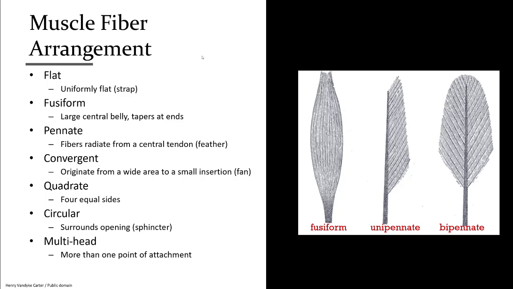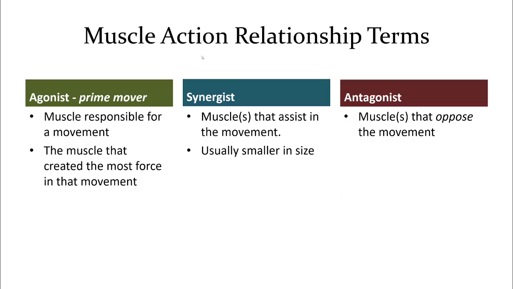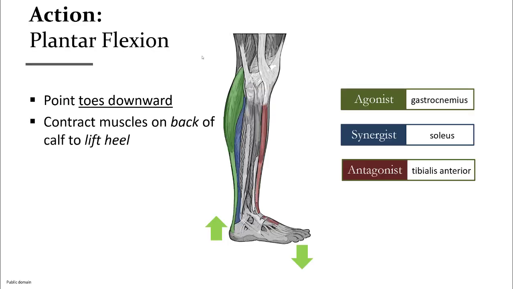I want you to be aware of the variations in fiber arrangement, but your examination questions will be focused on the location and action of the muscles, not their shape. Some terminology to help you understand relationships between muscles with similar functions. The prime mover is the main muscle doing an action, which is usually the biggest muscle. A synergist is a muscle that assists with the movement. A muscle that does the opposite motion is the antagonist.